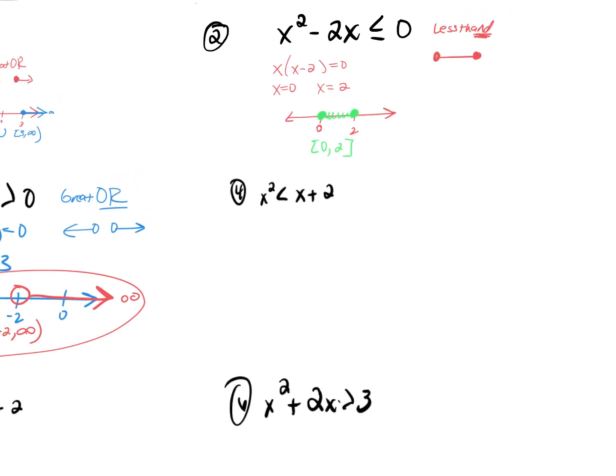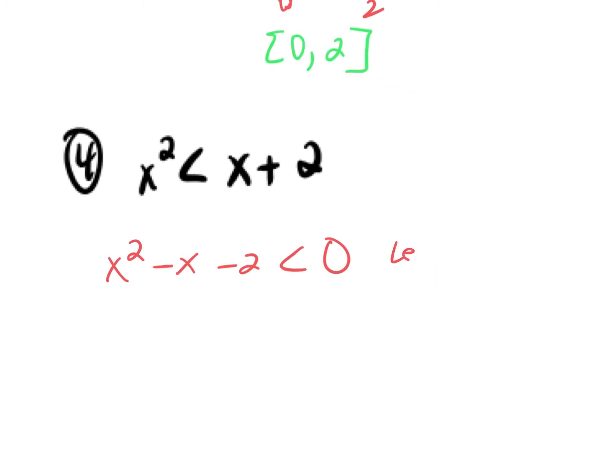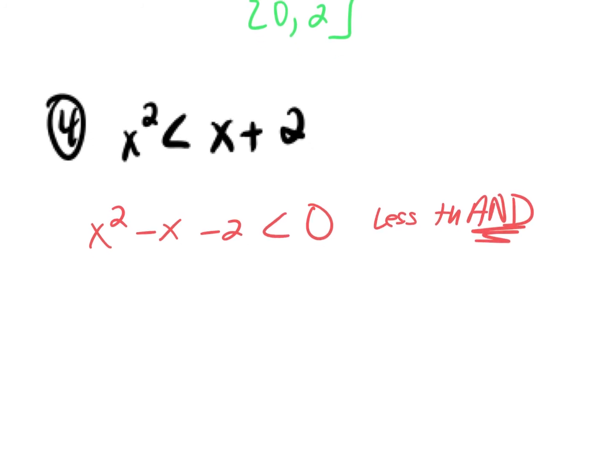All right, let's come on over here. Everything to one side first, please. Subtract x and 2, so I have x squared minus x minus 2 less than 0. Everything's on one side, so I have less than. Where do I color if I have and? In between. And what kind of dots do I have? Both of them are open because it's not included.